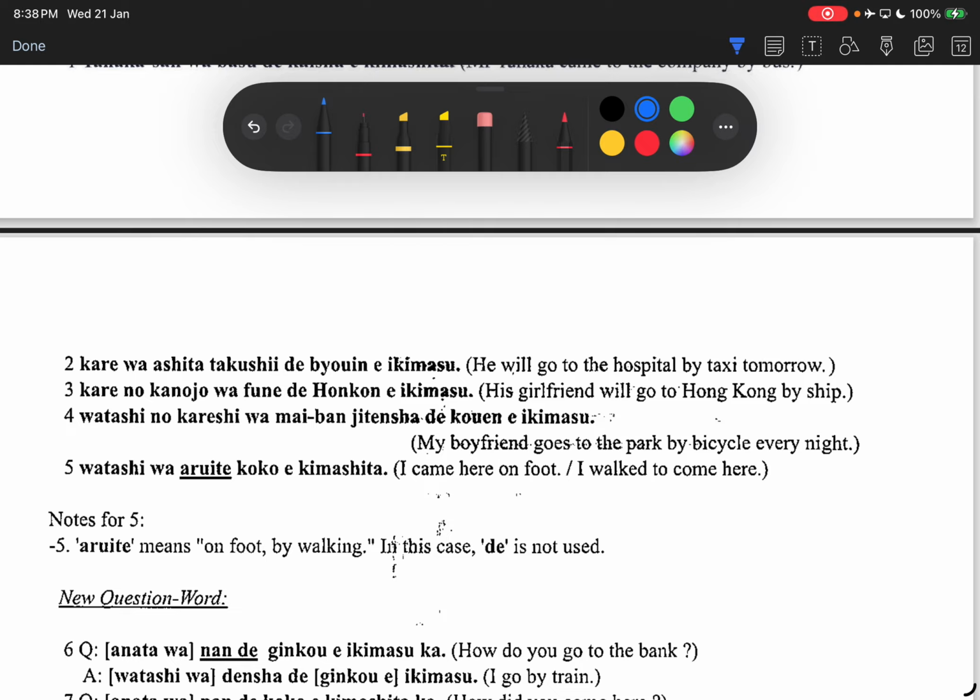Number 5. 私は歩いてここへ来ました。Right? So this 歩いて, we just learned already. Just now I was telling you this is a te form. So there is no mode of transport for walking, right? In this case we use 歩いて. So 歩いて is te form. We don't need to put a de anymore, so it included the de already. So 歩いてここへ来ました。By walking, I came here. I came to here.